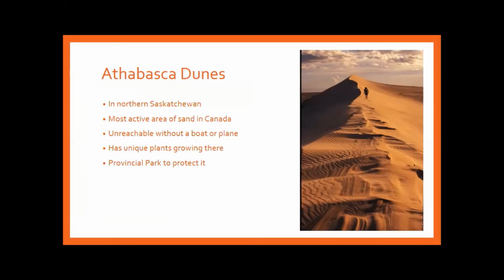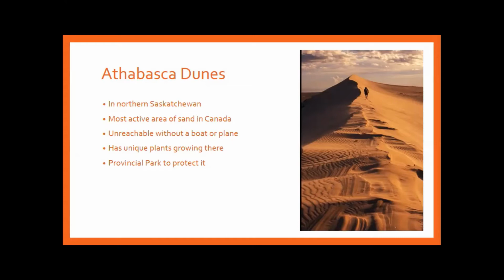And they're also a place where most people in Saskatchewan won't ever visit because they're very remote and you need a boat or a plane to get to them. They're also unique, so there are plants there that grow nowhere else in Saskatchewan, which is part of the reason it's a provincial park, to help protect it. And those dunes that you can see in the picture, the person is walking on the dunes, those dunes can be up to 90 meters tall. 90 meters, which is pretty good.